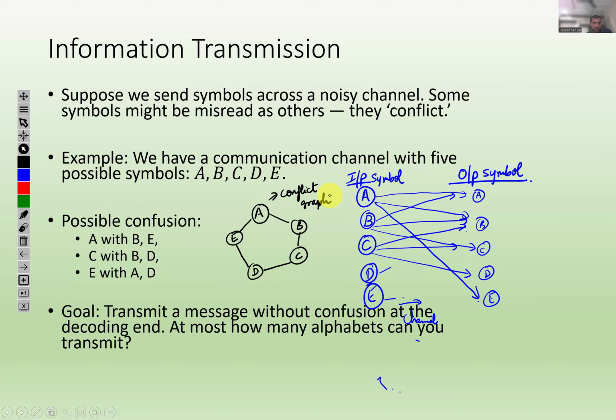So this is a 5-cycle. And you can pick a maximum independent set in this and send it across, and that will not be confused. For instance, you can take A and C. So a maximum independent set in this, if sent across, will not be conflicted.